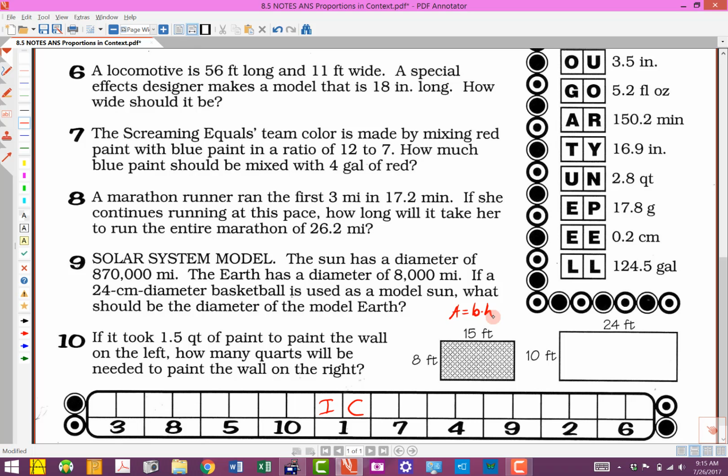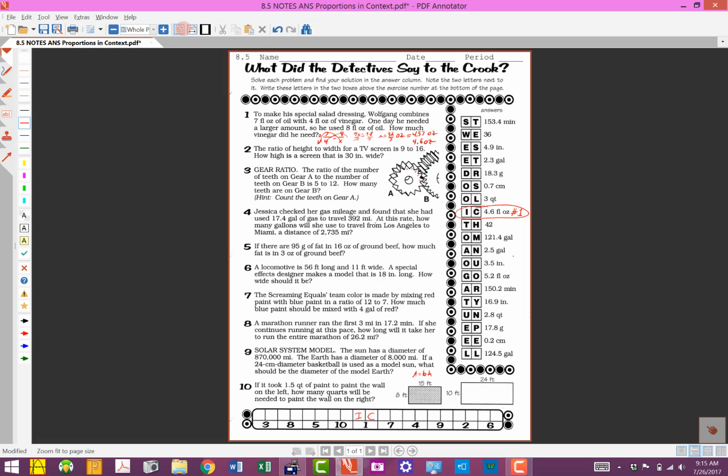So good luck on that worksheet. I think you're going to find, although the answer might be corny, I still think it's kind of funny. So good luck with that. Thanks.